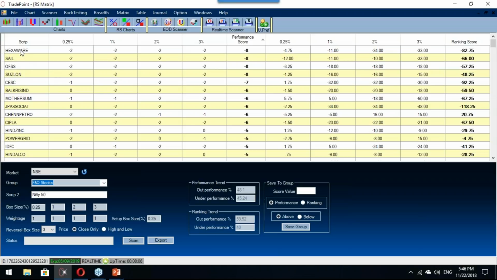So if for instance Hexaware has a score of -8, right? It means this stock is extremely weak in relation to the Nifty. So this is a potential shorting candidate for you, right? And in any case the IT sector is not doing well in relation to the Nifty. So if you have a score of -1 in the performance matrix, Hexaware is something that you should be interested in as a shorting candidate for the next day. Does it make sense?